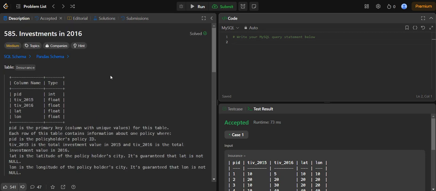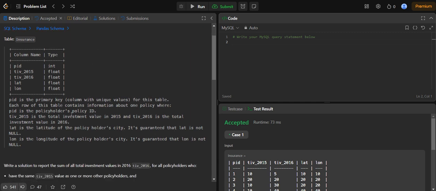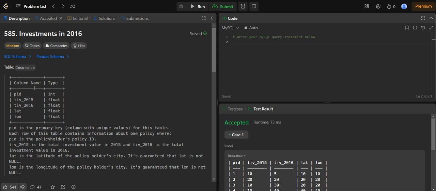Hello everyone. Today we are going to solve one SQL problem. The name of the problem is Investment in 2016. There is a table given, the insurance table.